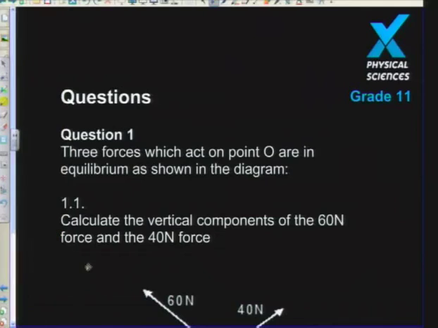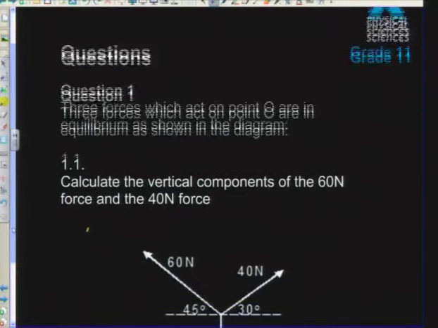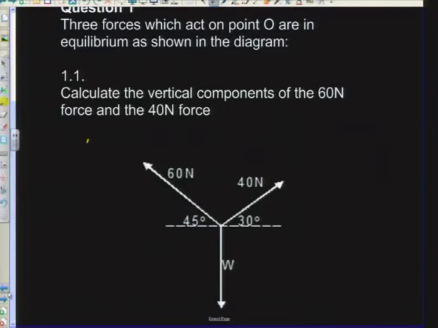Here we go. Here's the question. It says, 3 forces act on a point O, which is actually in the middle. They're in equilibrium. Yay, we like that. Calculate. First question. Calculate the vertical components of the 60 Newton force and the 40 Newton force.